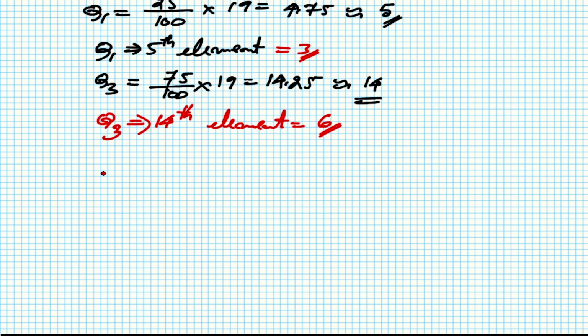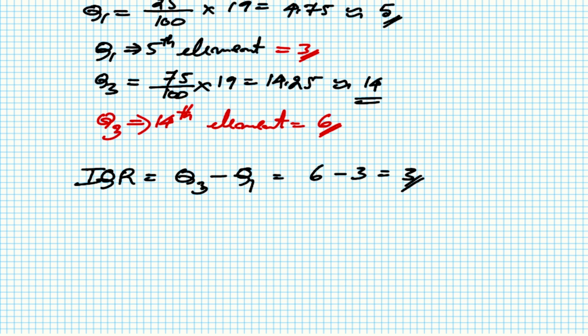Let's define the IQR. Once you have Q1 and Q3, you can calculate the IQR, which is equal to Q3 minus Q1. That is 6 minus 3 equal to 3. So the interquartile range for this given data set is 3. The formula always remains the same, Q3 minus Q1. For Q1 you already know the formula, and for Q3 we just used the formula with 75% and 25%.